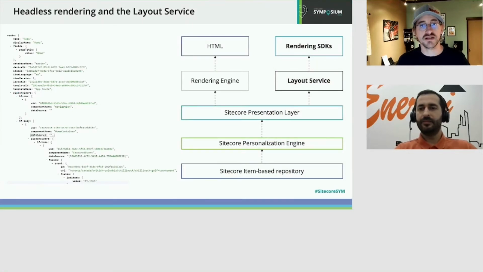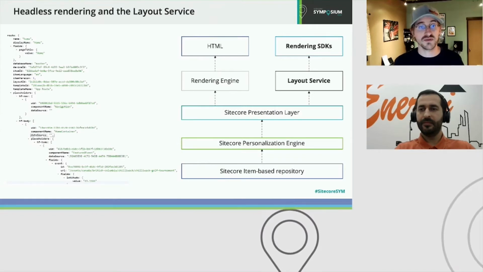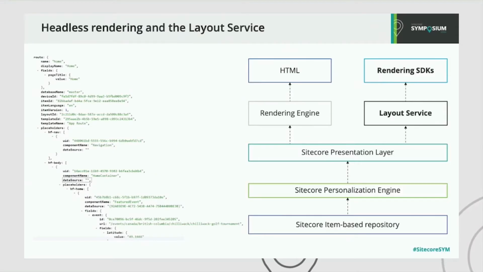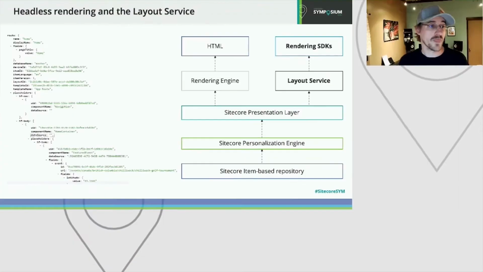So first up, let's take a little trip back in time to Sitecore 9.1, where we introduced Sitecore JavaScript services. One of the main innovations here was the separation of layout and rendering through the Sitecore layout service. Whereas historically, Sitecore rendering was very much coupled with HTML coming directly out of our rendering engine embedded in a Sitecore delivery instance, the layout service was a new JSON-based service built on the same presentation layer, personalization engine, and item repository, but that outputs JSON instead of HTML.